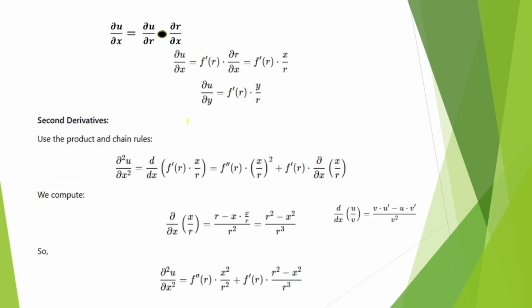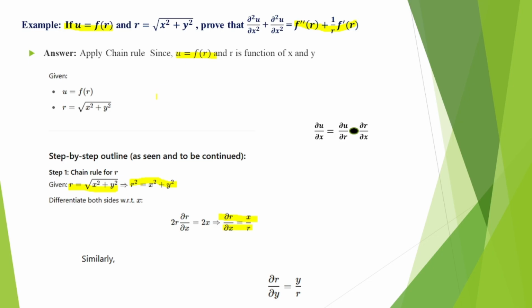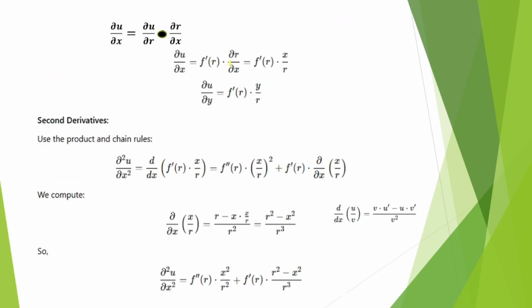Now dabba u by dabba x can be written as dabba u by dabba r into dabba r by dabba x, because u is a composite function of x and y. So dabba u by dabba r is f dash of r, because u equals f of r. So dabba u by dabba r is f dash of r into dabba r by dabba x, which is x by r. So dabba u by dabba x is f dash of r into x by r. Similarly, dabba u by dabba y is f dash of r into y by r.